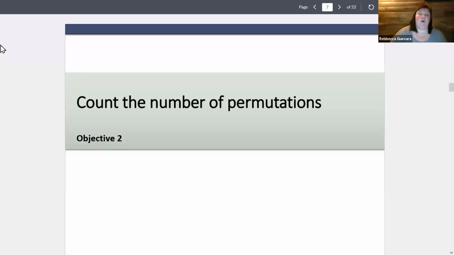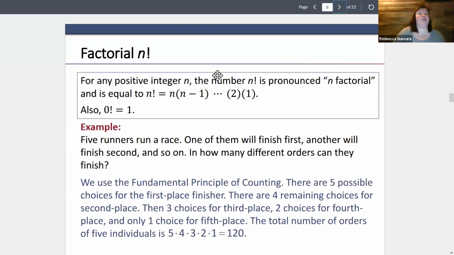All right, so we're going to be talking about permutations and combinations, but first we're going to do permutations. Before we do permutations, we need to go through what a factorial is. For any positive integer n, the number n followed by an exclamation point is a factorial, pronounced n factorial.